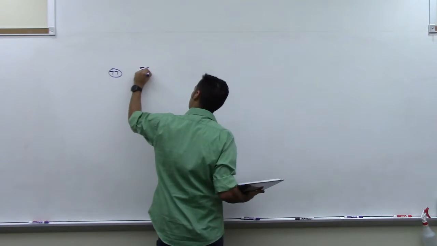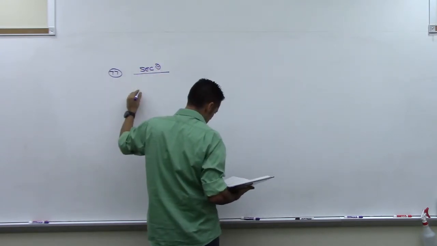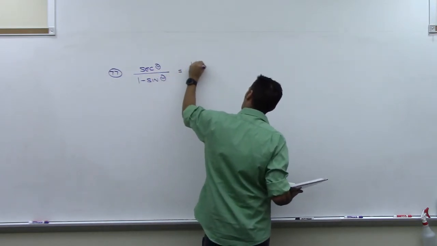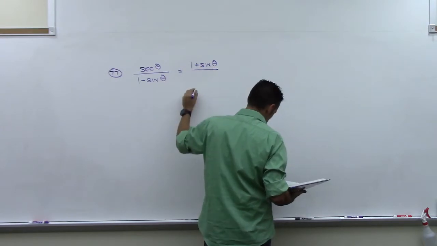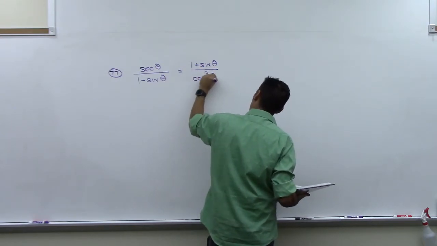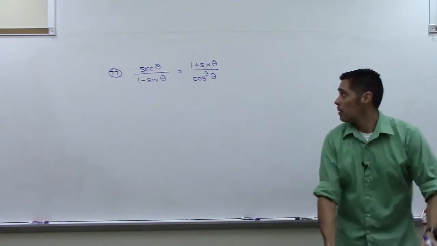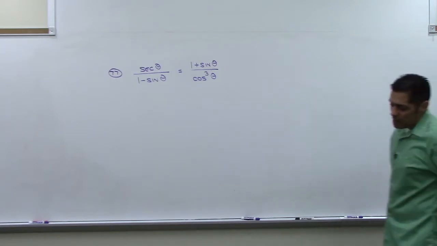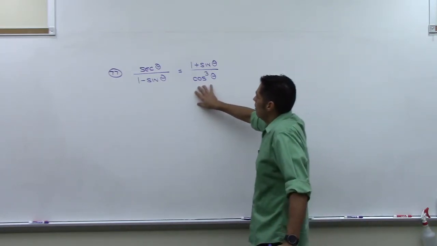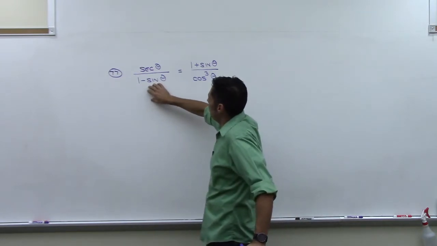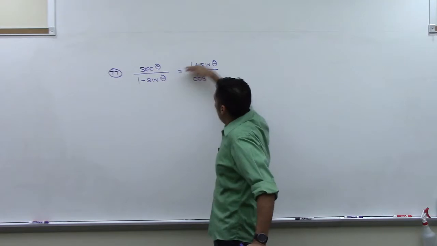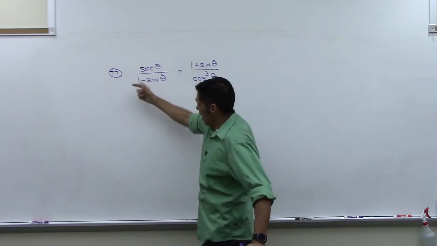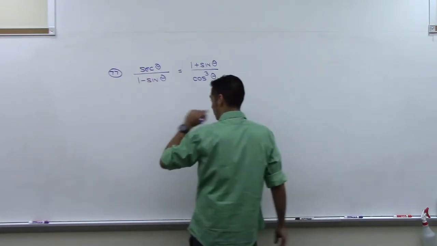All right, secant theta over 1 minus sine theta equals 1 plus sine theta over cosine cubed theta. Where'd that come from? It's the first time we've seen that. So when I'm looking at this, I'm thinking this might be more complicated, but I think I'm going to try and work with this side, because I need to end up with the 1 plus sine theta on top. So if I multiply the top and bottom by 1 plus sine theta, I know on the bottom I'm going to get something good happening. So let me try that.